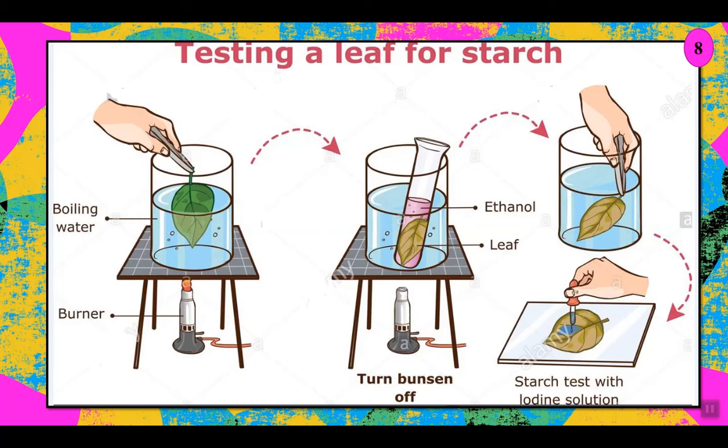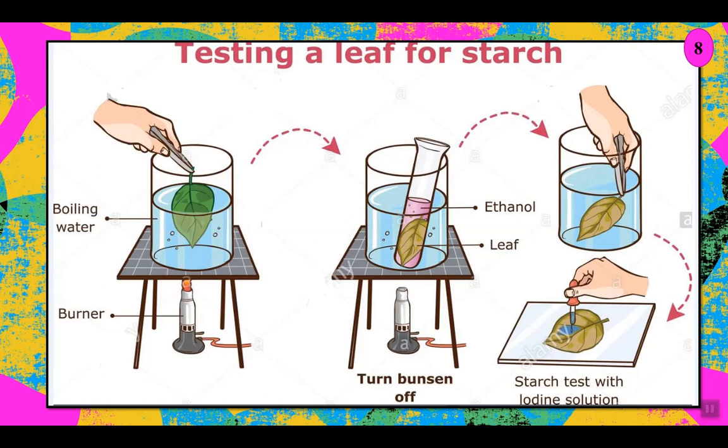Testing a leaf for starch. We should know how starch is produced in the photosynthesis process, which comes from glucose. So plants make glucose during photosynthesis and plants can store it in their cells as starch. We can test a leaf for starch and prove that starch is there using iodine solution. Iodine is a chemical which changes its color from yellowish brown to blue-black if starch is present.